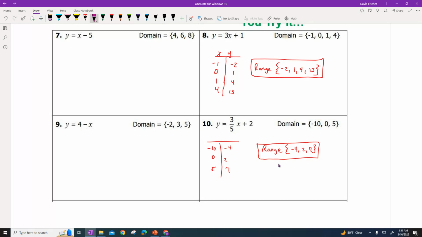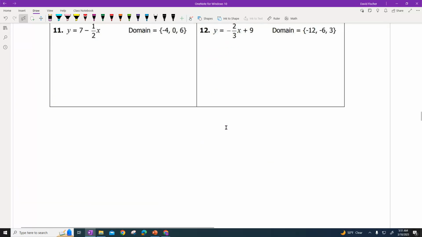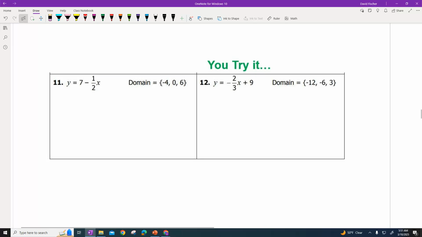So a lot of times kids would just plug these numbers in and just put them here. I guess it's kind of a 50-50 shot. But if they're not in order, then you have to rearrange them. So it's up to you if you want to make a T-chart or if you just want to go for it. Okay. Let's see what happens on this one.